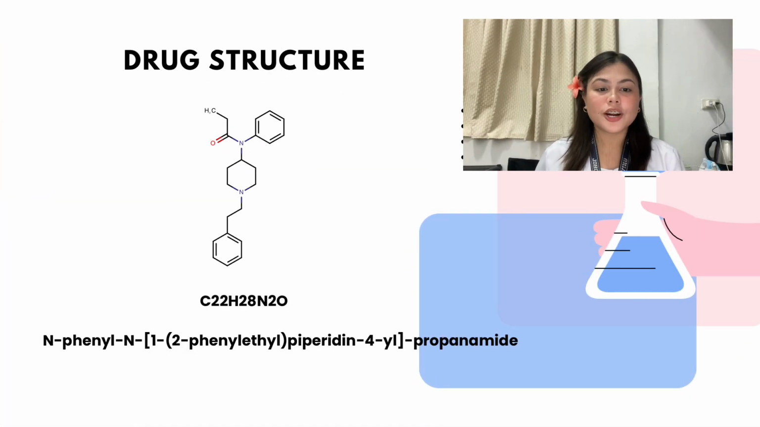This is the drug structure of fentanyl. Its chemical formula is C22H28N2O. Its IUPAC name is N-phenyl-N-(1-(2-phenylethyl)piperidin-4-yl)propanamide.